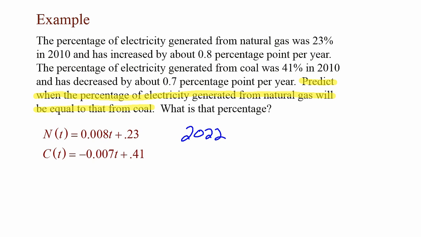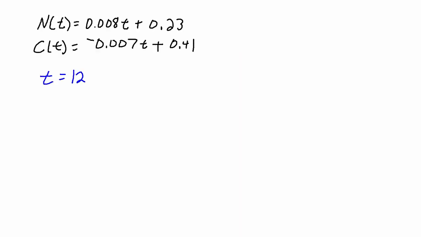Now we need to figure out what that percentage is. Now that we know that t equals 12, we can use the N of t equation or the C of t equation to find the percentage. Using the N of t equation, I'm going to replace t with 12. So N of 12 equals 0.008 times 12 plus 0.23.